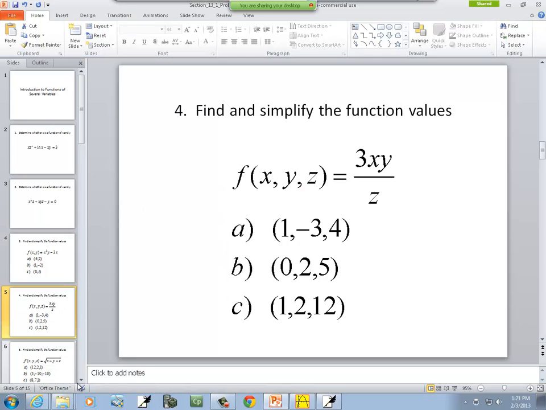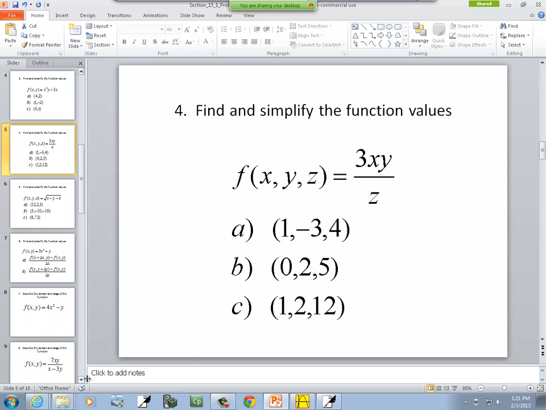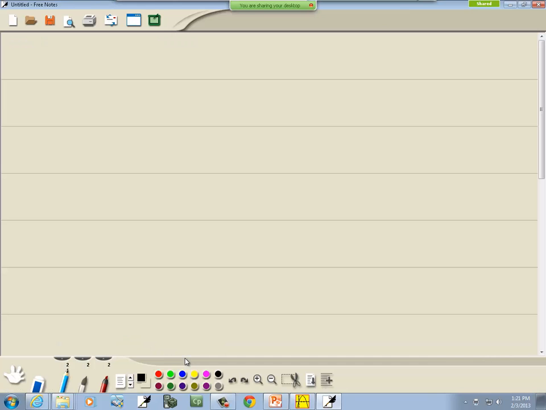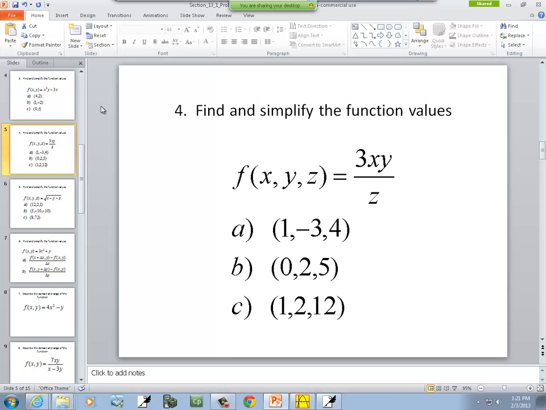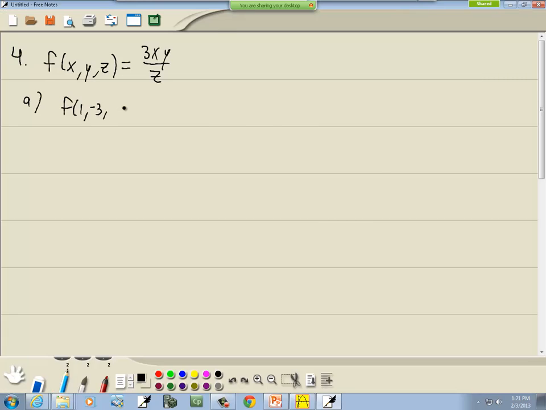And let's look at our second problem on that. Got f of x, y, z, here we're throwing a fourth dimension in, is equal to 3xy over z. And we want to find f of 1, negative 3, and 4.